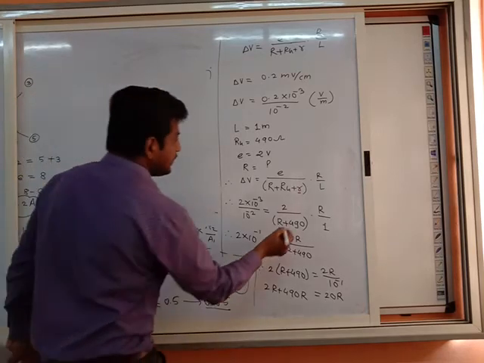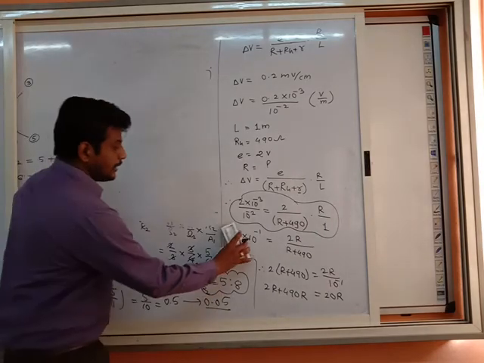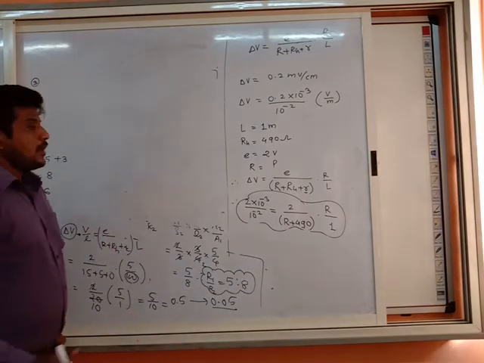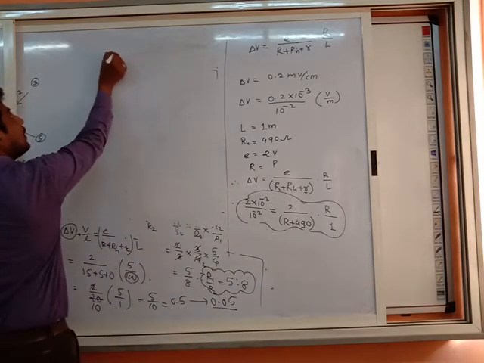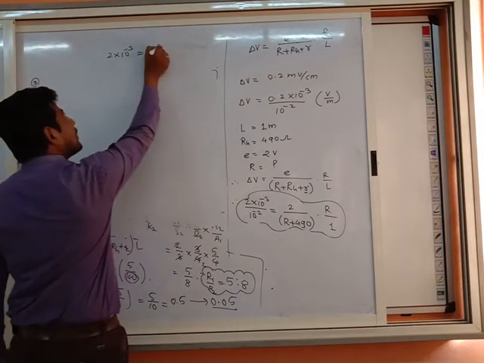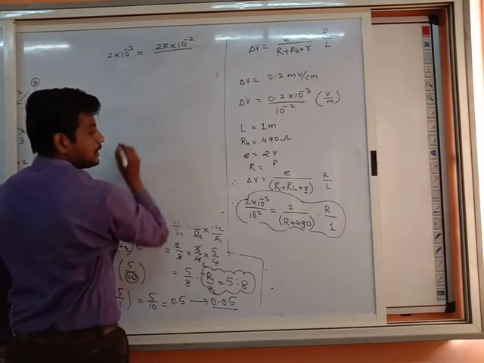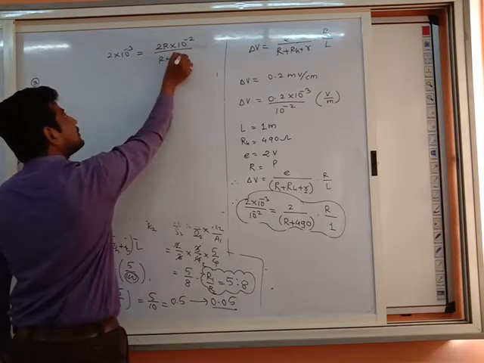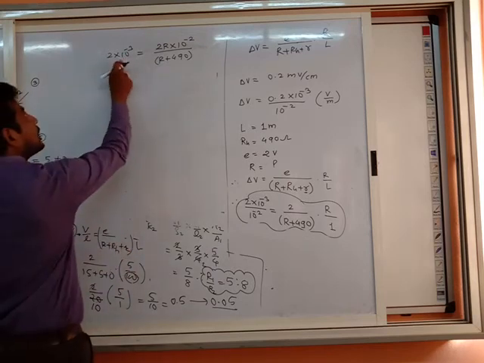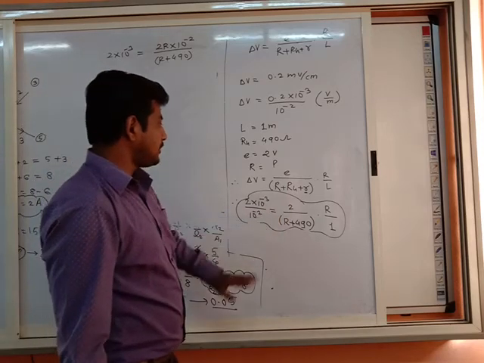So till this stage steps are correct. Okay, let us make one change here for the step. 2 into 10 raised to minus 3 is equal to 2r. 2r into 10 raised to minus 2 upon r plus 490. Okay, r plus 490. 10 raised to minus 3. This is 2r 10 raised to minus 2.